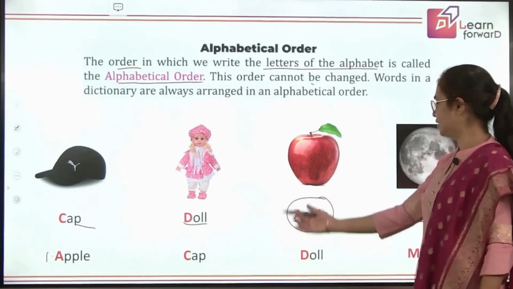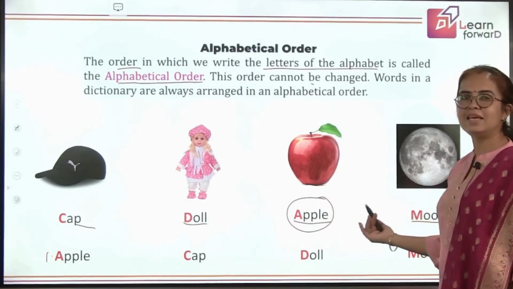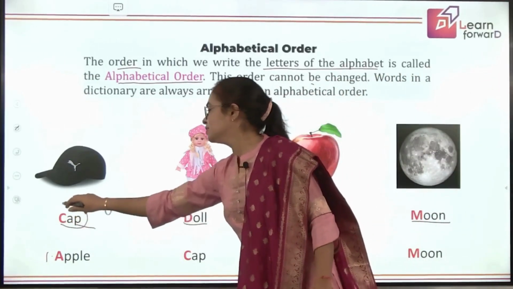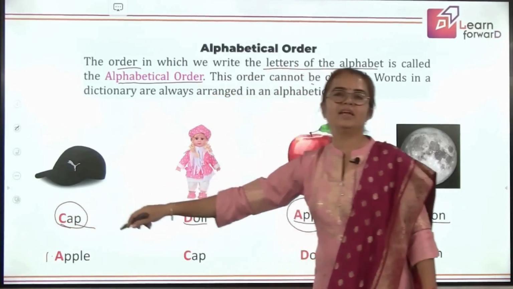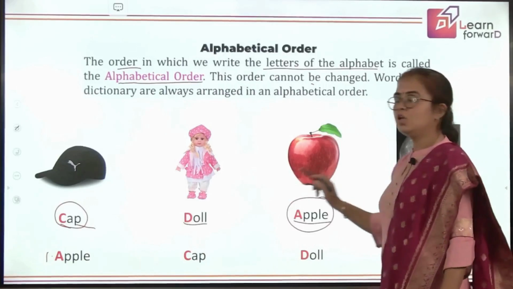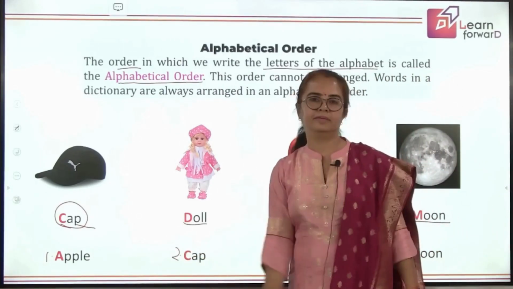Now let's see the next letter. Do you have any word starting with B? No. Then C? Yes. Here you go. This is the second word starting with C, and out of these 4 words, you will find it next after apple in the dictionary. Good.